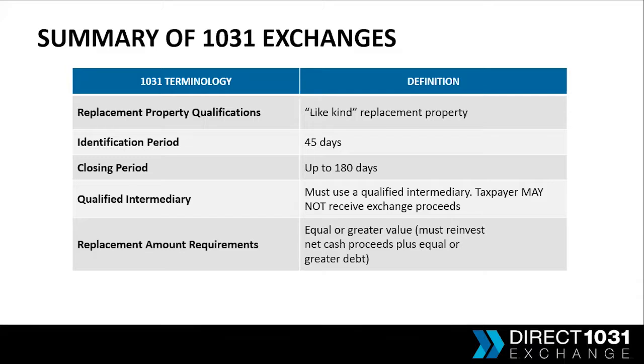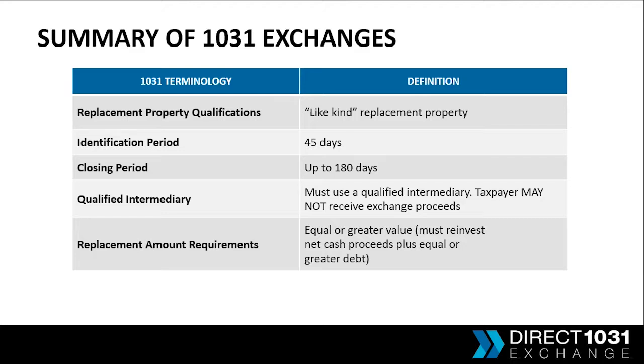replacement property. There's something called an identification period of 45 days. What that means is when you sell your existing property that's in place for productive use or business or trade, you have up to 45 days to identify your replacement property. There's a closing period of up to 180 days, 6 months, from the date on which you've closed the down-leg sale, or the sale of your current property. So the closing period is 180 days.